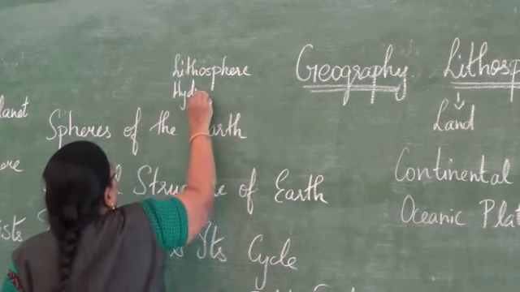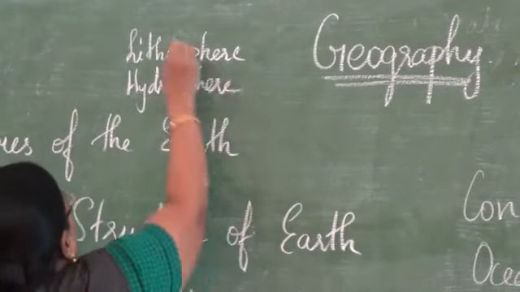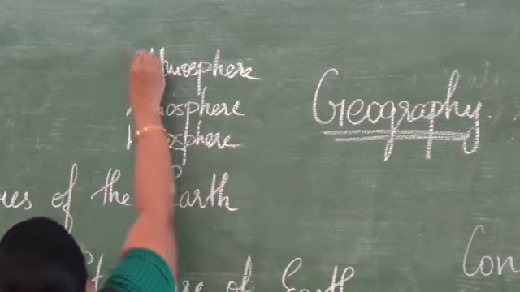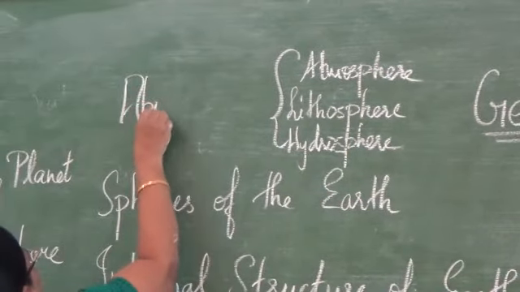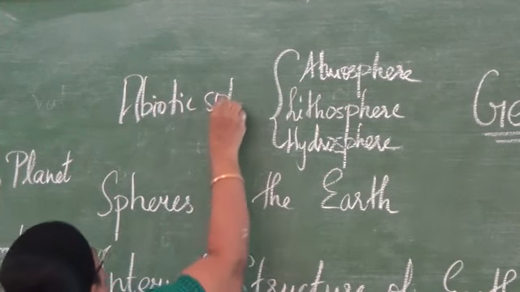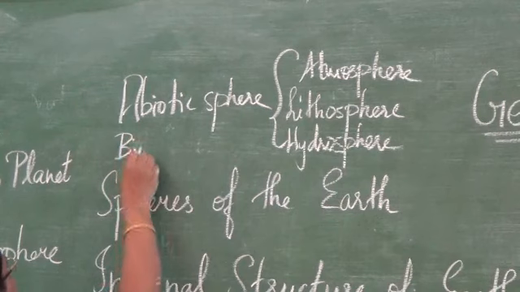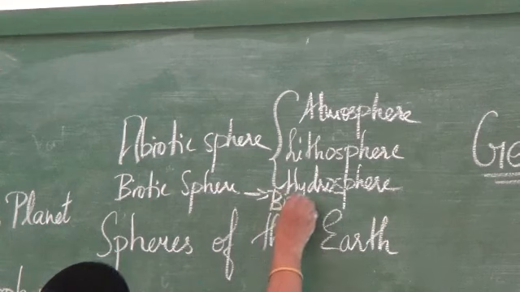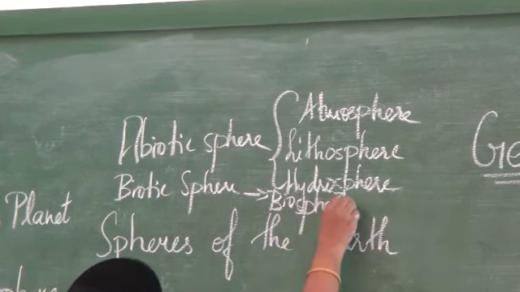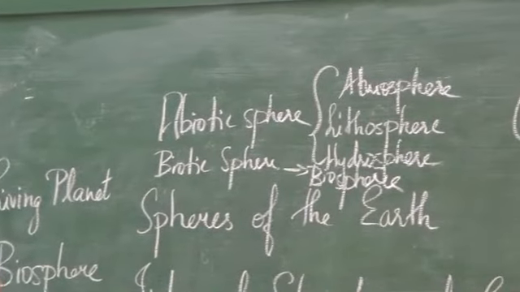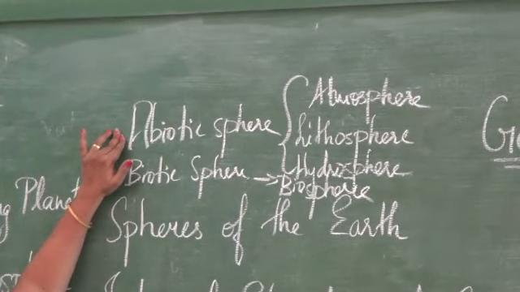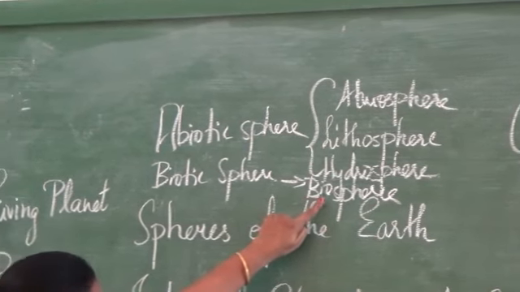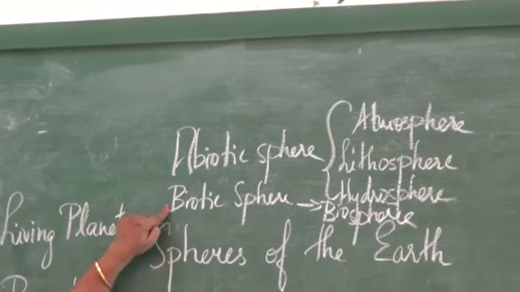hydrosphere, and the atmosphere. And the biotic sphere is the biosphere. So atmosphere, lithosphere and hydrosphere constitute the abiotic sphere, and all the three together where the life form exists is called the biosphere, that is termed as the biotic sphere.